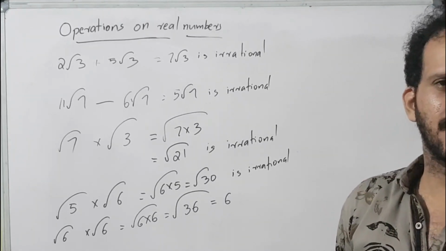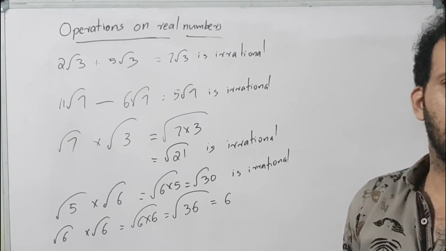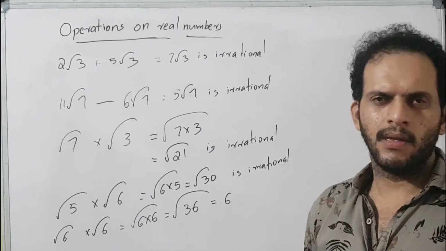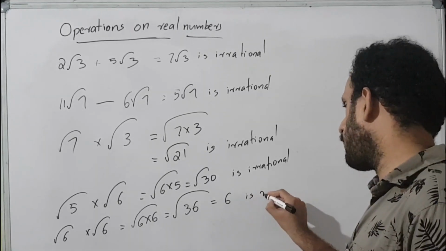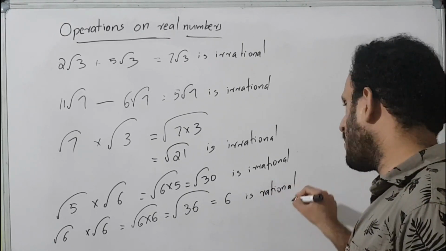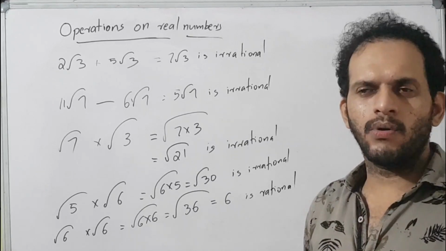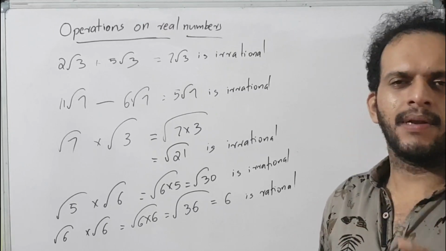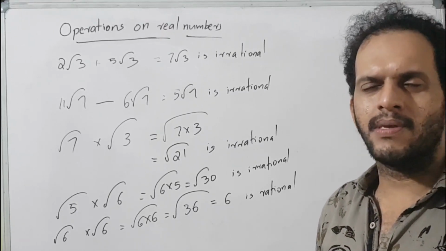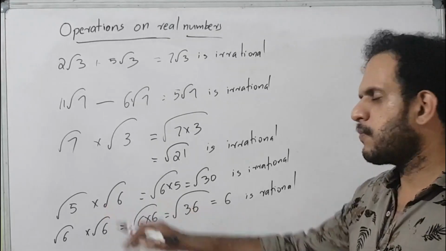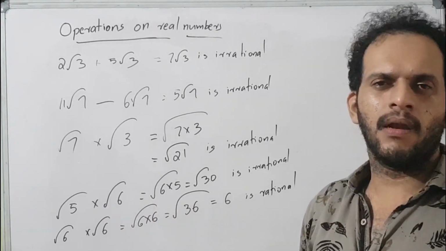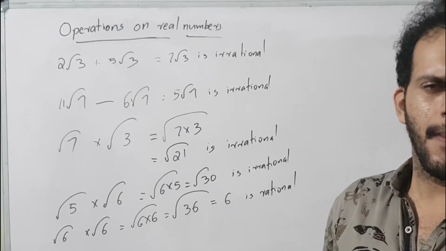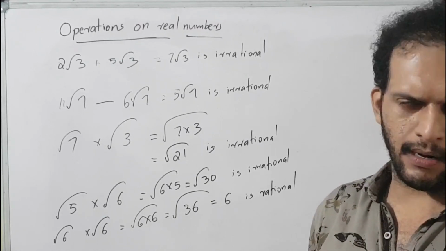6 is rational or irrational? 6 is a rational number. It's possible to write in the form of P by Q, 6 by 1. So 6 is rational. So what does it mean? It's not possible to conclude that the product of irrational numbers is irrational. Sometimes it is an irrational number, sometimes a rational number. The product of two irrational numbers may be rational or irrational.